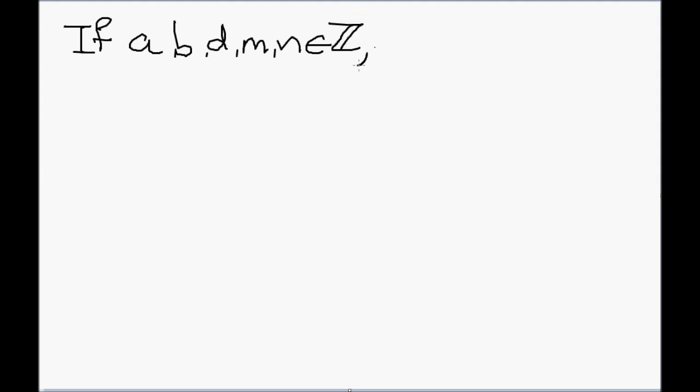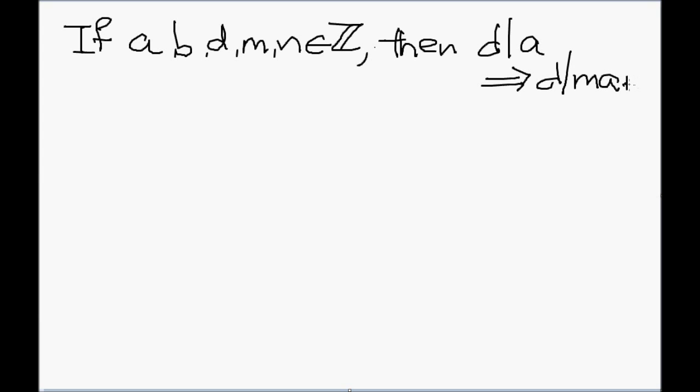So if I have integers a, b, d, m, and n that are all integers, then d divides a implies that d divides ma plus n times d. I barely got that in.